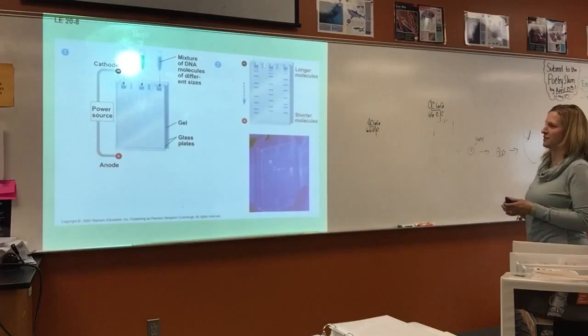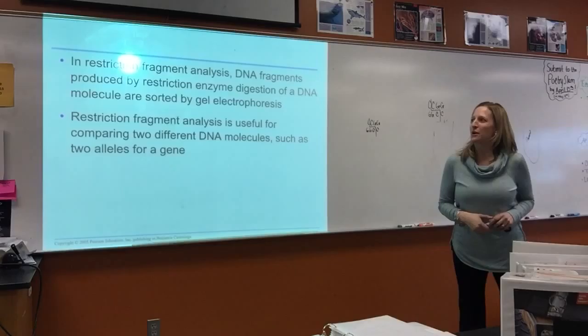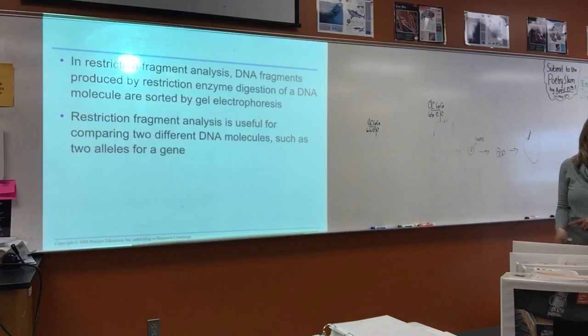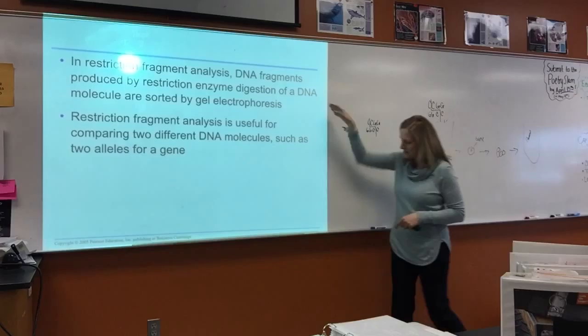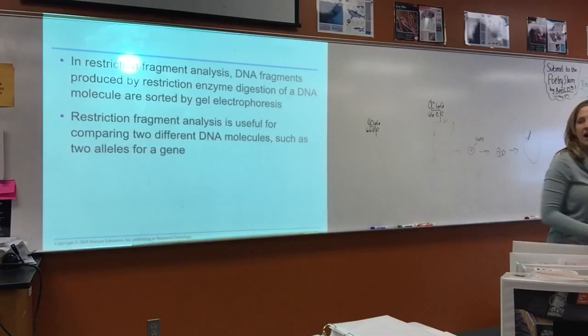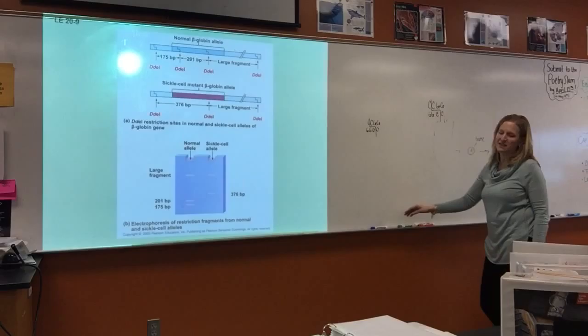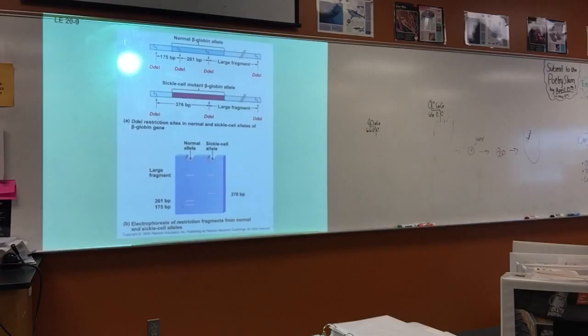Okay. So in restriction fragment analysis, DNA fragments produced by restriction enzyme digestion of a DNA molecule are sorted by gel electrophoresis. So this is just the sorting process and it allows us to compare. And so crime scene analysis is one useful application. Another way is to compare two different alleles of a gene. So I want to give you another example with gel electrophoresis, another use for it besides in a crime scene. You can also use gel electrophoresis for paternity testing.